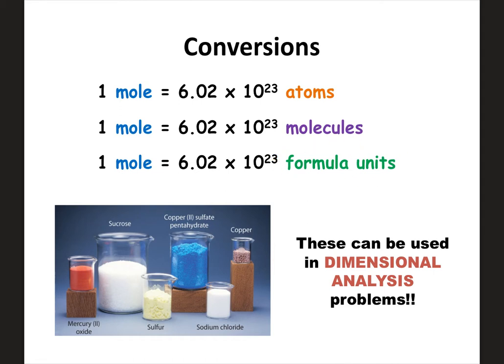The key is it's still basically one conversion. It's just that the 6.02 times 10 to the 23rd units can change based on the substance you're looking at. But because these are conversions, we can use this now in dimensional analysis problems. So dimensional analysis here is back, and we'll have to do math, and we have to worry about sig figs again.